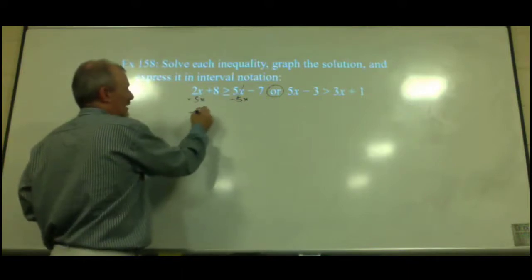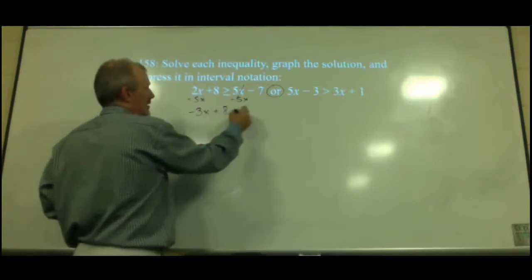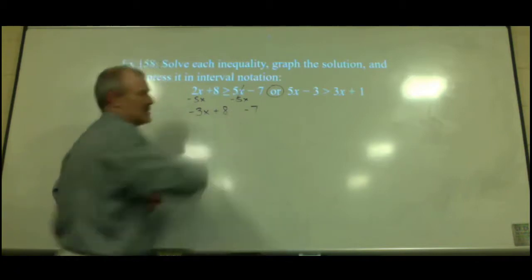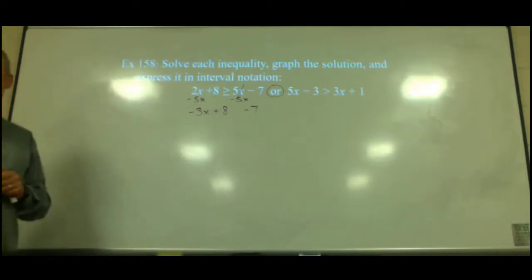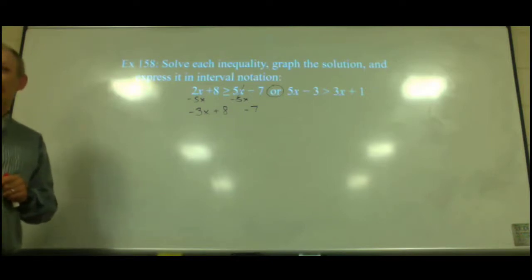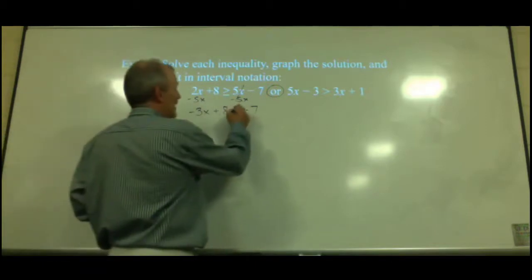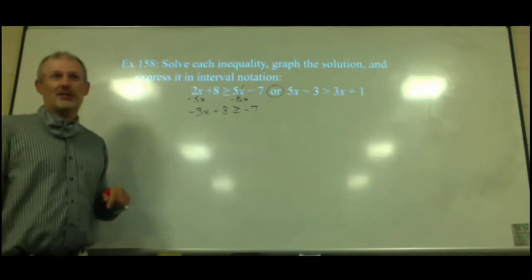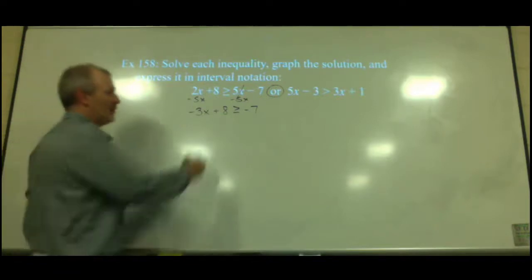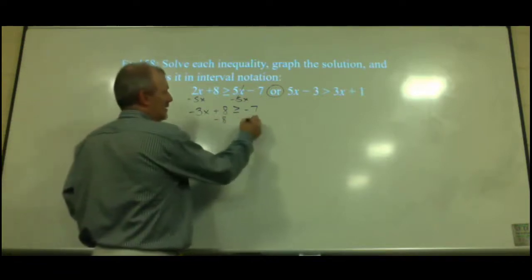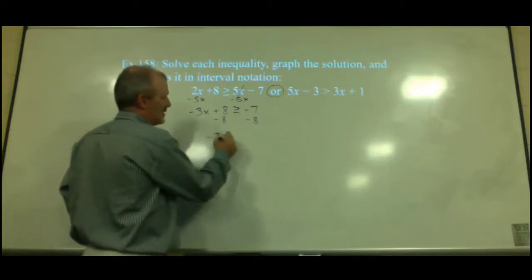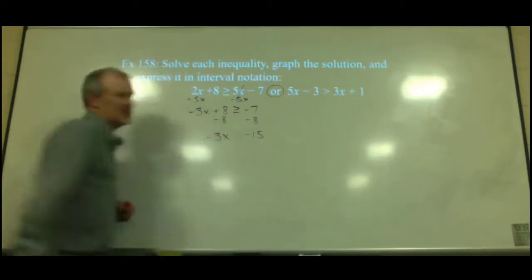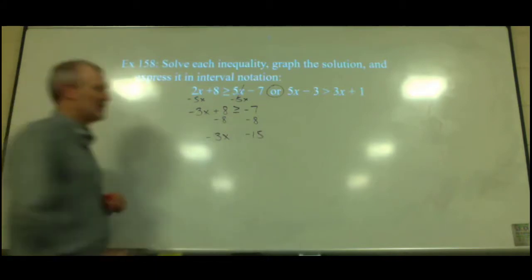So -3x plus 8 minus 7. Do we have to switch the sign? No, we subtracted. We didn't divide or multiply. We subtracted. So no, we do not have to change the sign. Then next, what do we get rid of? The 8. How do we do that? Subtract 8. So -3x, -15. Do we have to switch the sign? No, because we subtracted again.